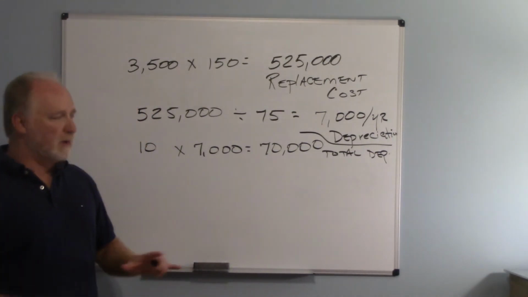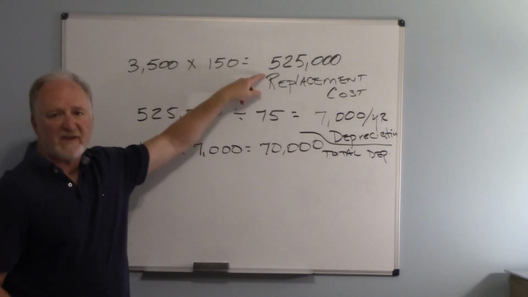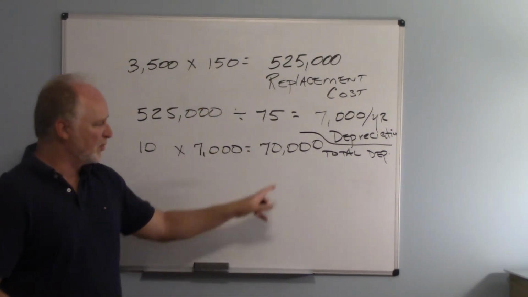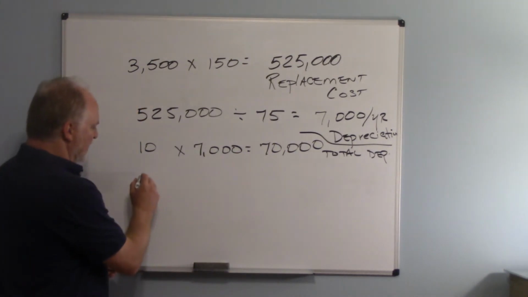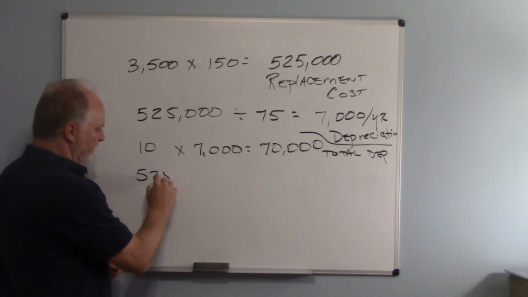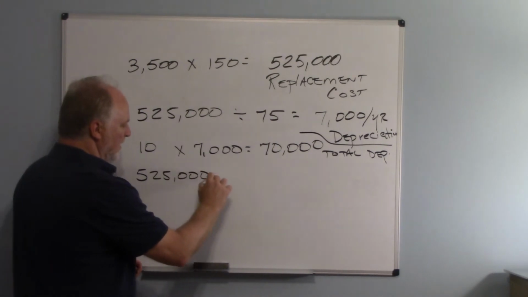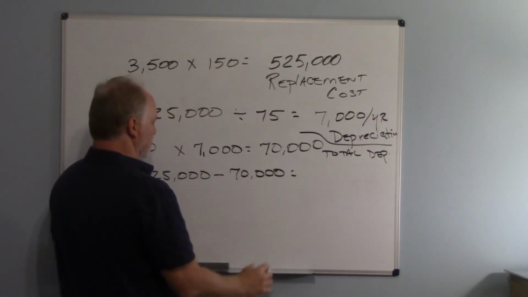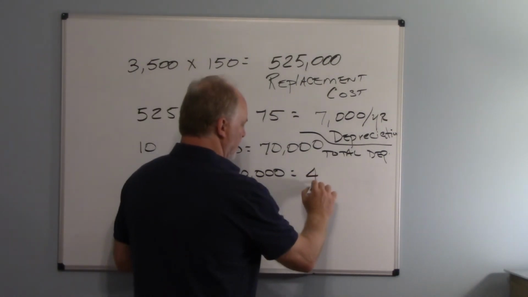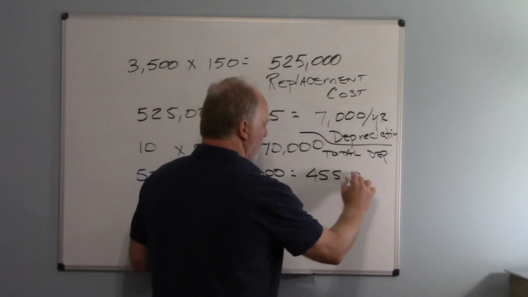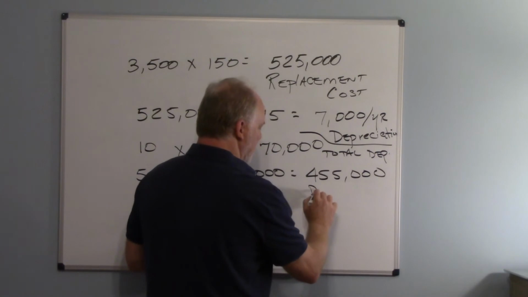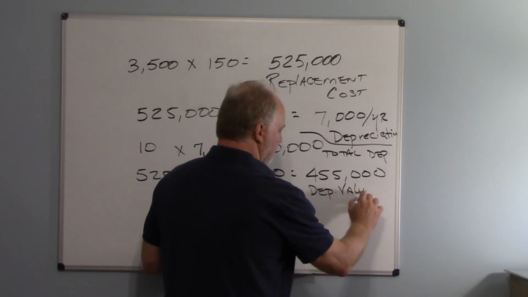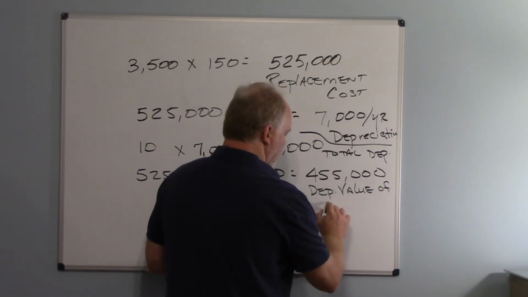Now, do you see where we are? If the building was worth $525,000 new, well, this building's not new. So what's happened? It has depreciated by $70,000 based on our formula here. Minus 70,000. Looks like it's going to be 455,000. This is what we refer to as the depreciated value of the improvement.